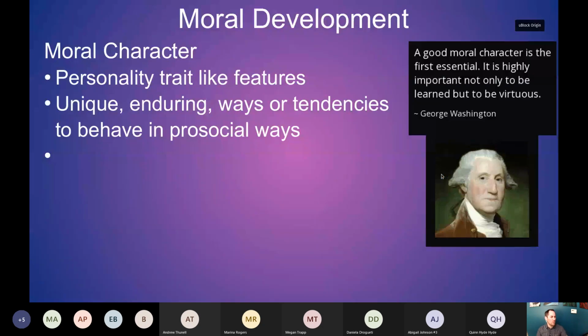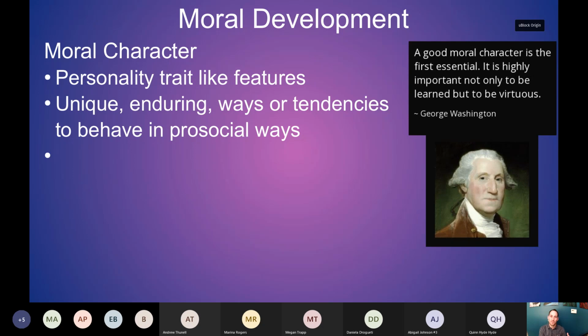So, but we'll talk about it more when we get to actual identity. So when we're talking about moral character, these are the personality. You could say this is like moral personality. Early research kind of used it the same way. So it should be the tendency to act certain ways, kind of like personality traits.